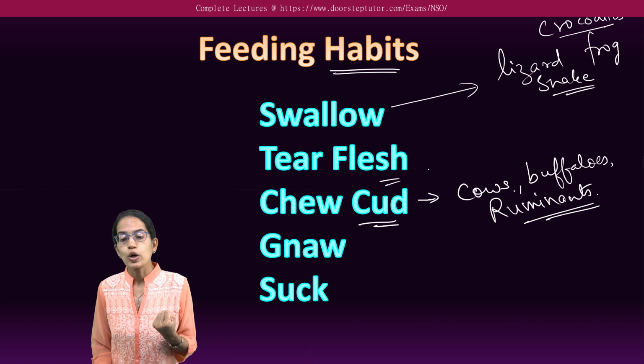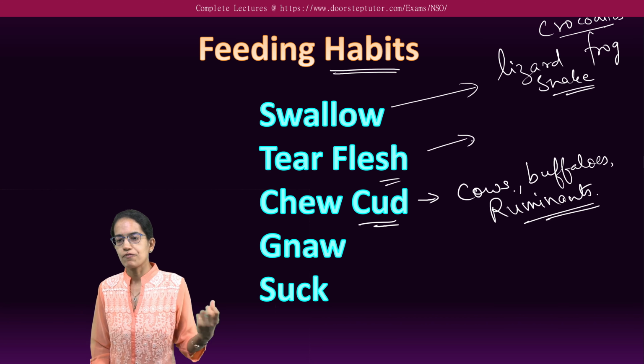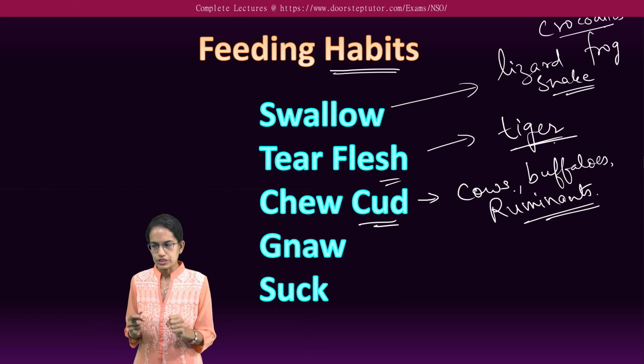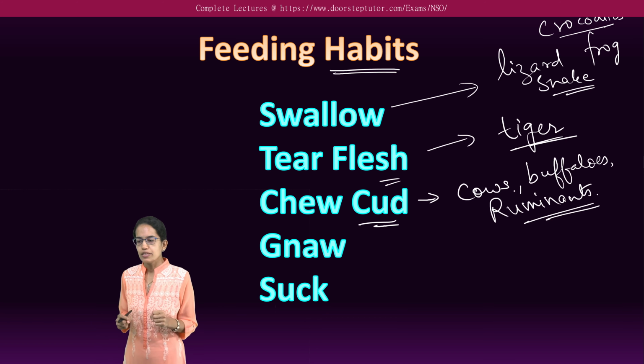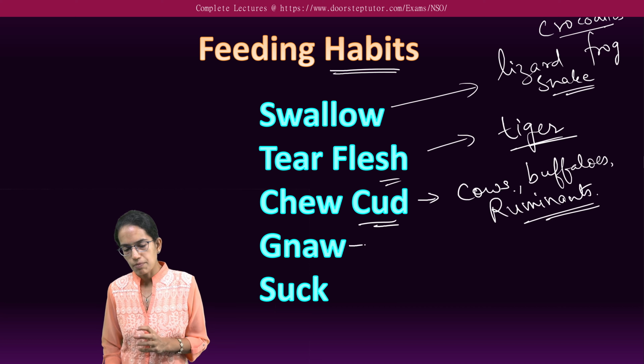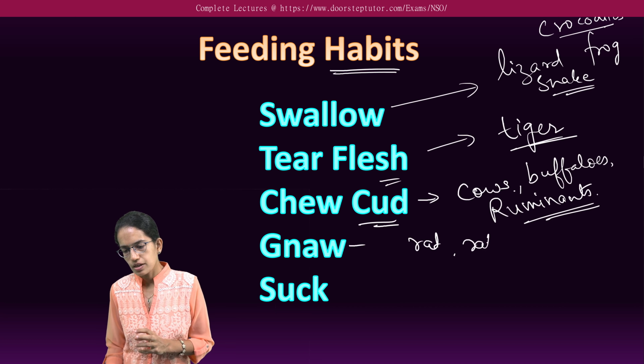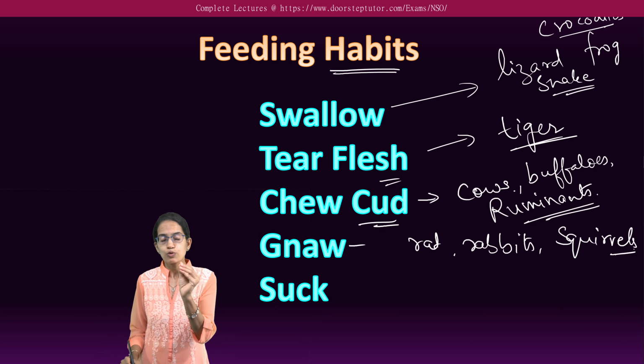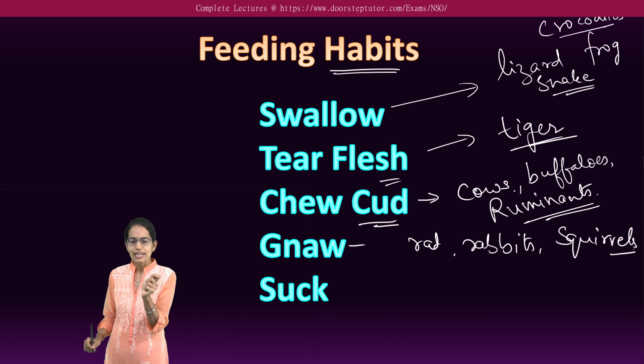Some animals who are carnivores tear the flesh. For example, lion, tiger, cheetah are carnivorous animals that feed on flesh. The next is animals that gnaw. For example, rats, rabbits. We have squirrels. So they actually eat fruits, nuts, small grains.